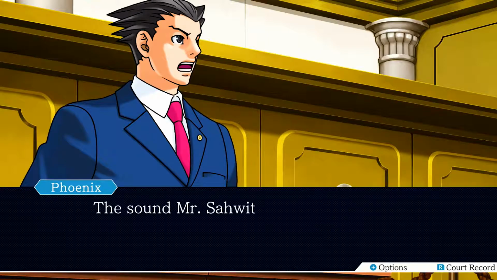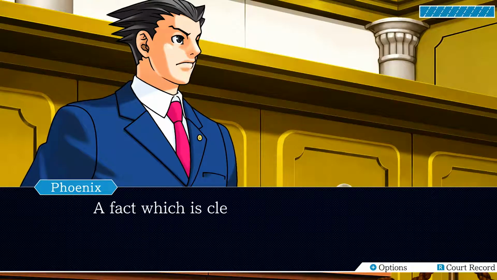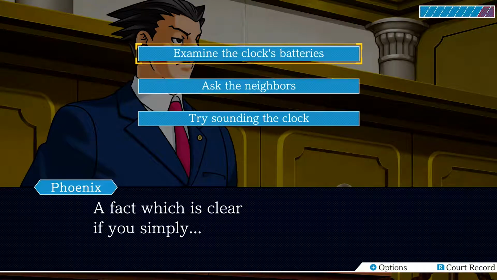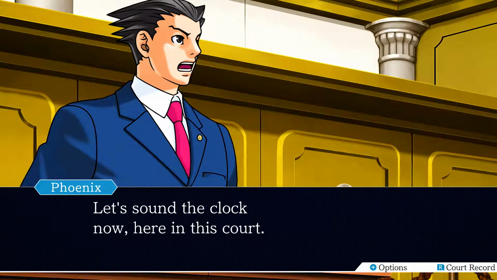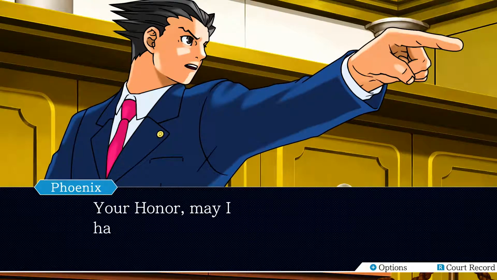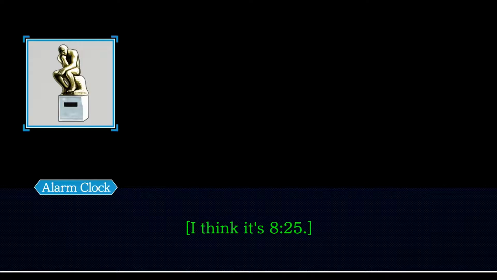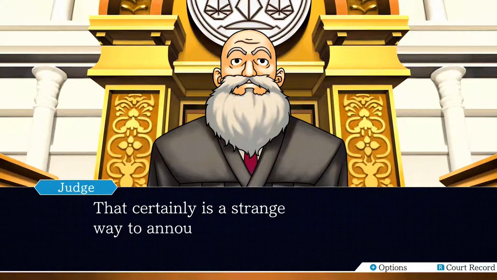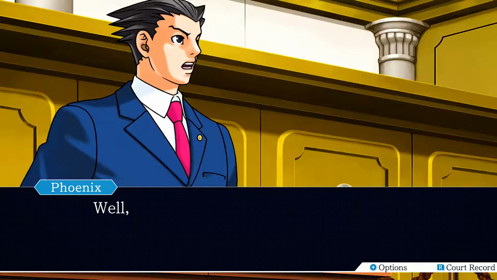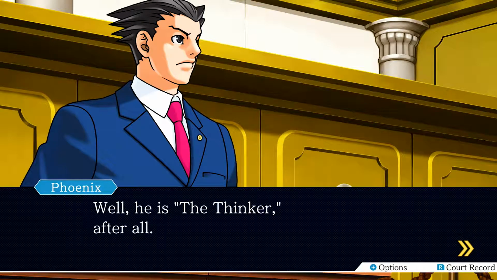Your Honor, the sound Mr. Sweat heard was definitely this clock. The fact would be clear if you simply... Yeah, that one. Let's sound the clock now and hear it in this court. Your Honor, may I have the clock? He does a lot of pointing. But you do. He's like Harrison Ford. I ask the court to listen very carefully. Beep. I think it's 8:25. That certainly is a strange way to announce the time. Well, he is the thinker, after all.